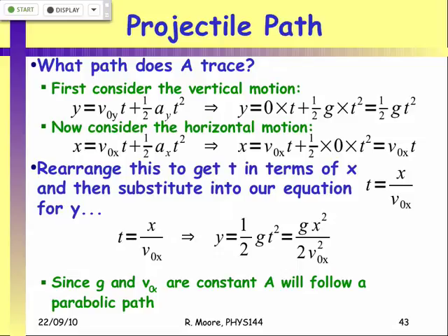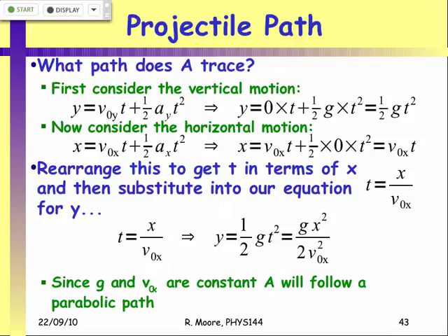Then we can do exactly the same thing in the x direction, where our acceleration in the x direction is 0, but we do have some initial velocity. This is v0x, the x component of the initial velocity, but no acceleration, so this term disappears, and we just end up with v0x constant, times time. From this equation, we can rearrange it and get that time is the x position divided by the initial x component of the velocity.